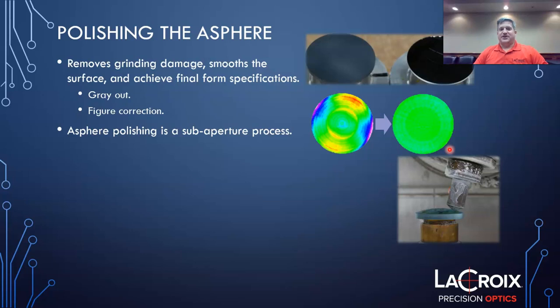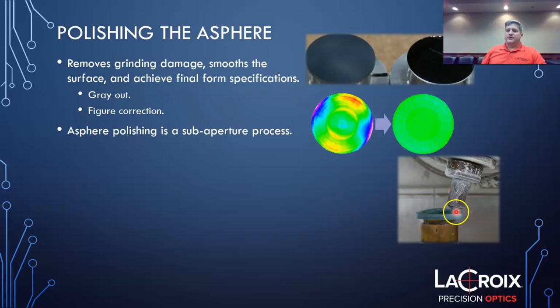And just like grinding, ASPHERE polishing is a sub-aperture process. So here's one of the potential polishing tools. It's a fairly small tool, just has a little contact area there. And just like with the grinding, that's going to follow a spiral type tool path from the center to the edge, or maybe go back and forth. There's a few different techniques you can use there. But it's only polishing a small area at a time.